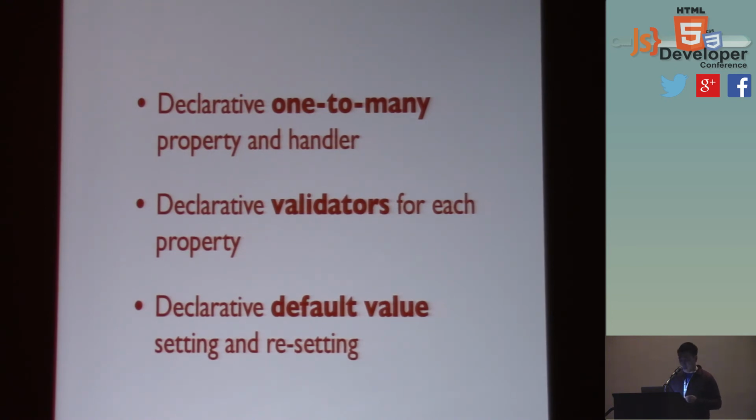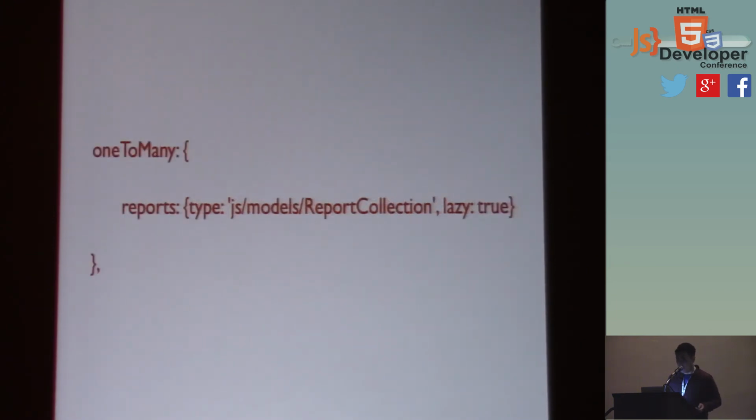So this is the one-to-many properties. Then we have these declarative validators for properties. If you build enough CRUD style applications, you know validators on your model are important, especially if you are a Rails developer, you know how important validators are.